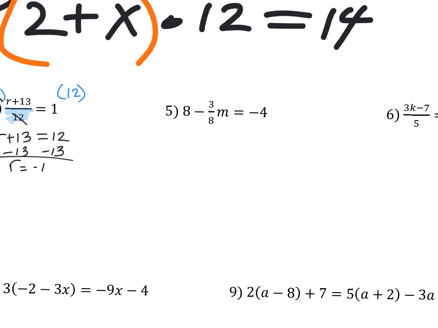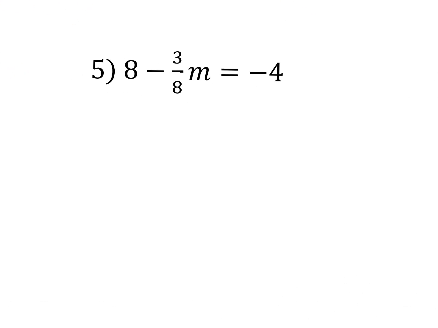All right, number 5. This 8 is sitting here on the same side of the equal sign as the variable. There's actually several different things you could do first. I'm going to do what most of you guys have been doing, which is getting rid of that 8. So that's dividing by 8. How do I get rid of dividing by 8? I multiply by 8. So I'm going to multiply all 3 terms by 8.